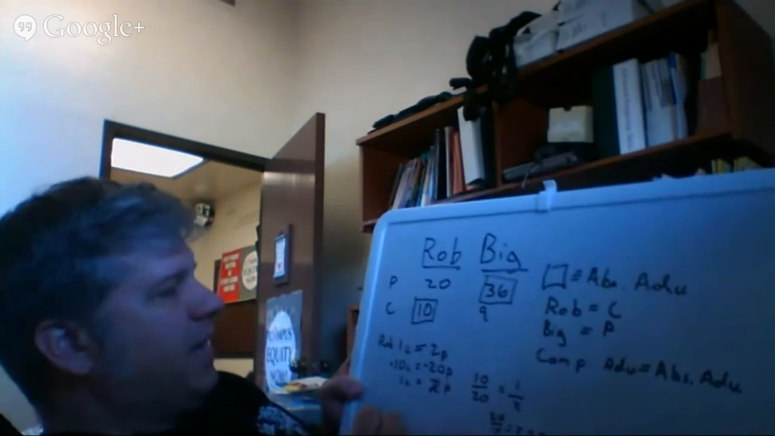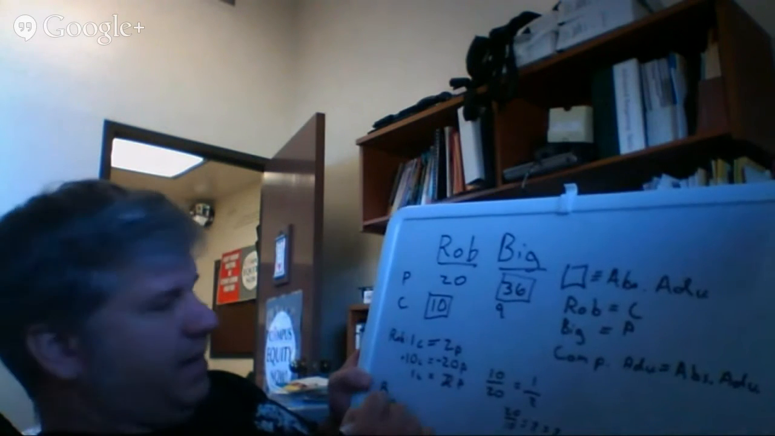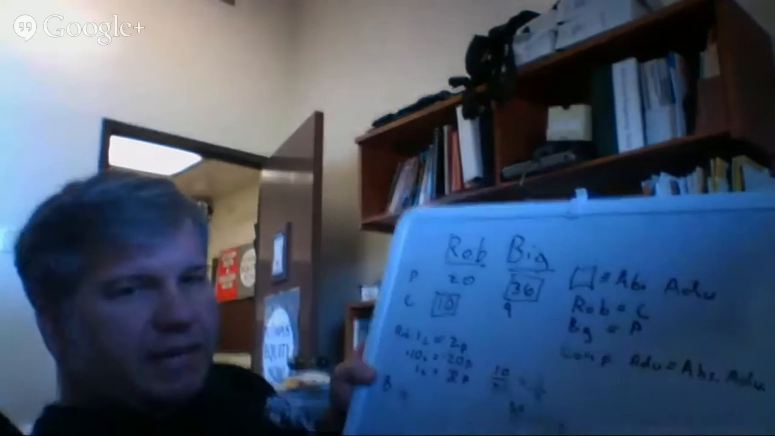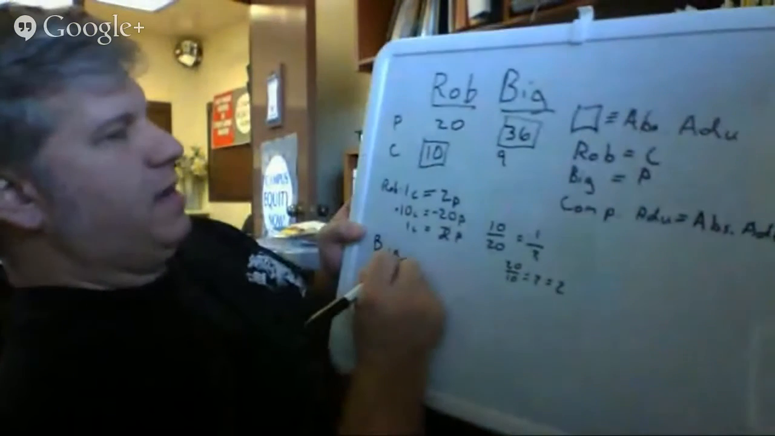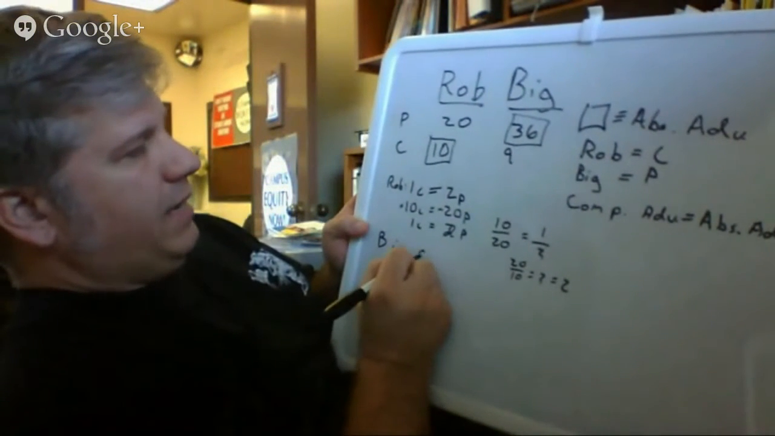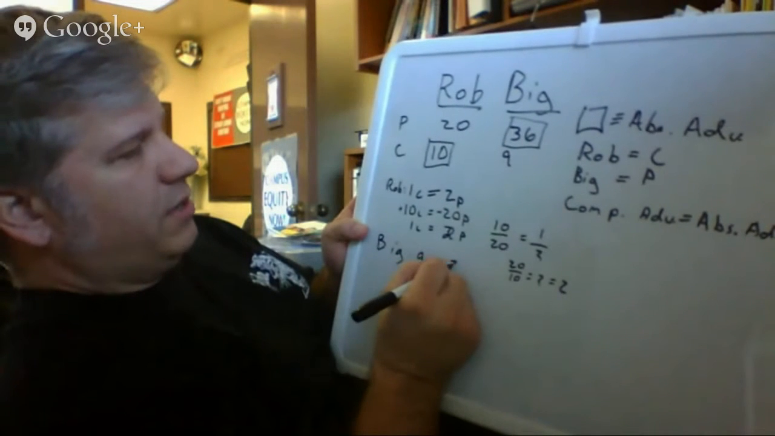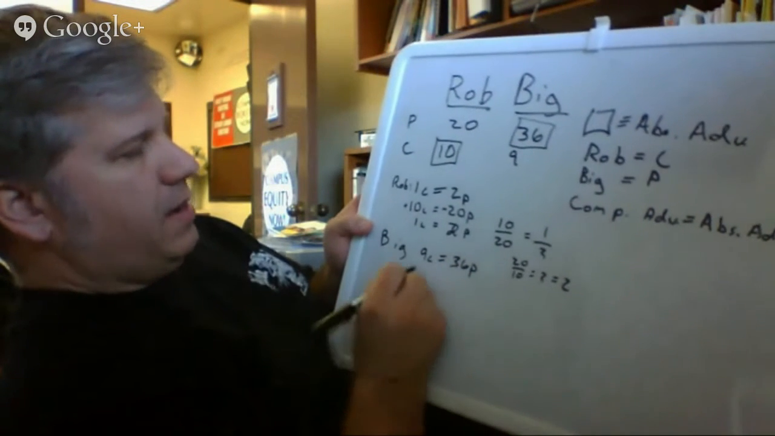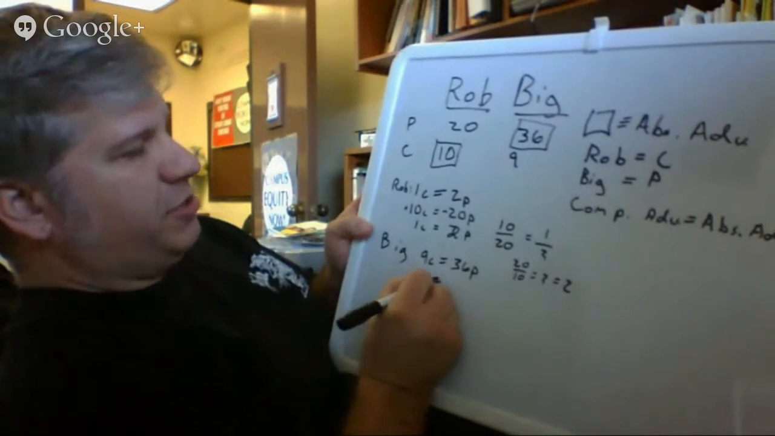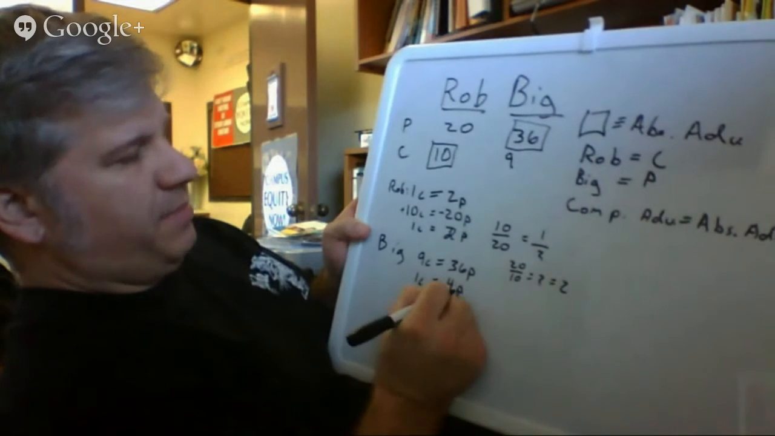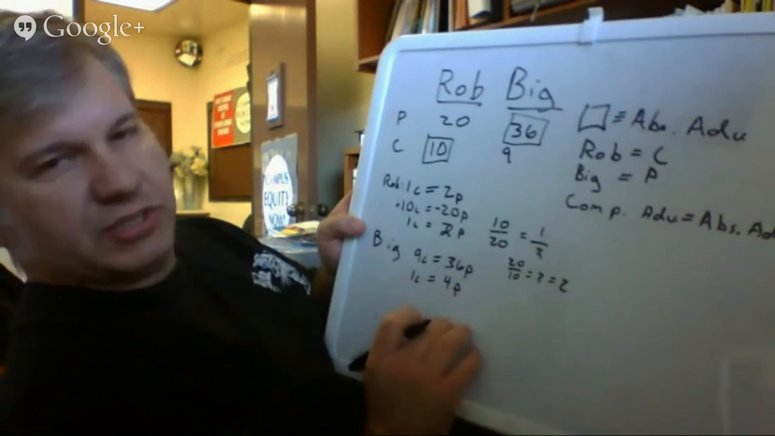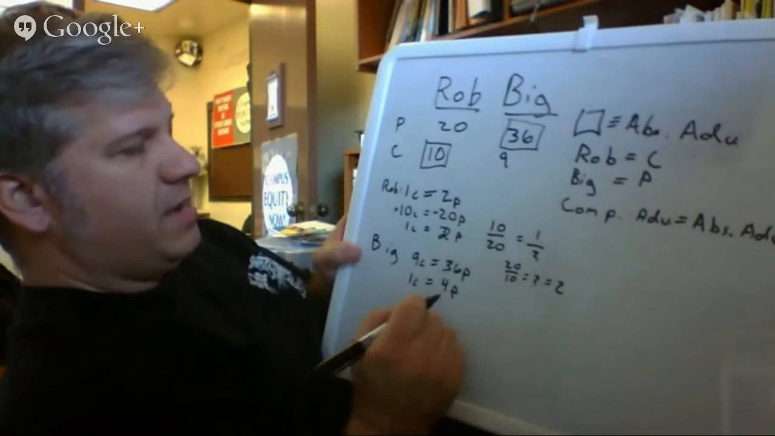Now, in the case of Big, let me get this down here so you can see. Big gets 9 cows equals 36 pigs. That's a ratio of 1 cow to 4 pigs. And you can use the same method I used here if you can't see that just looking at the problem.